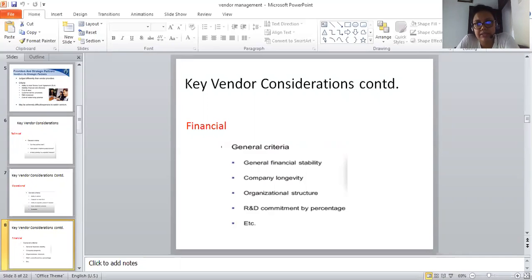Okay, and also the general financial stability of the companies is important for us. If the vendor company we are going to deal with is not in a financially stable position, that means again there is instability with regard to the existence of the company. And also you have to be very mindful whether the company is in the process of being bought out. Is it going to get acquired by another company?